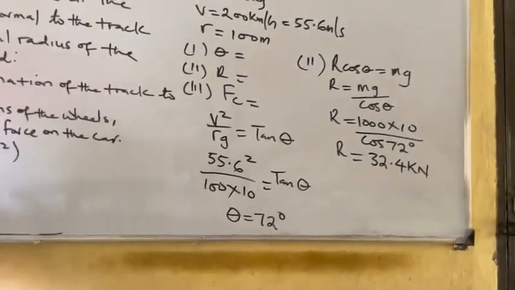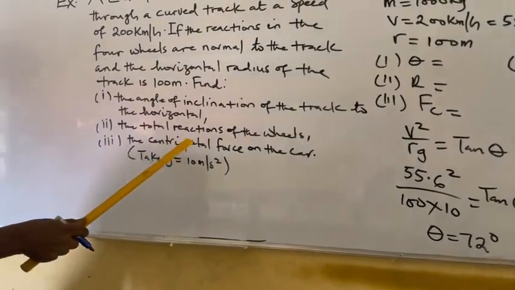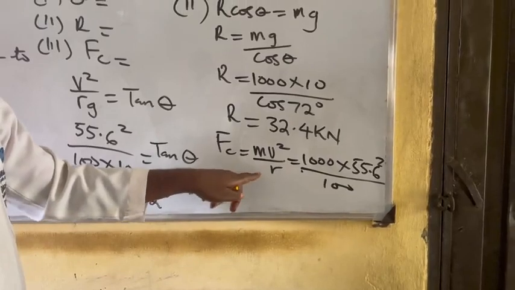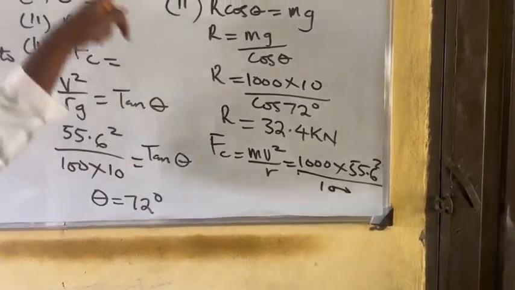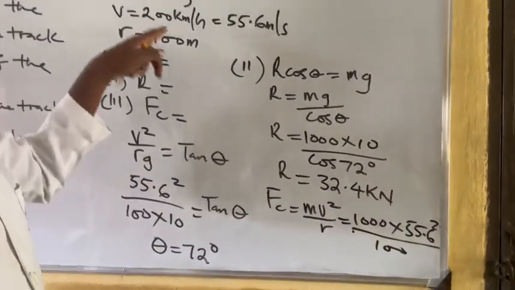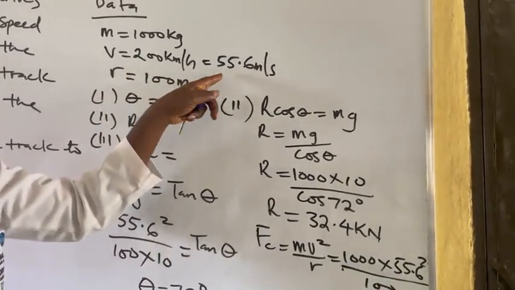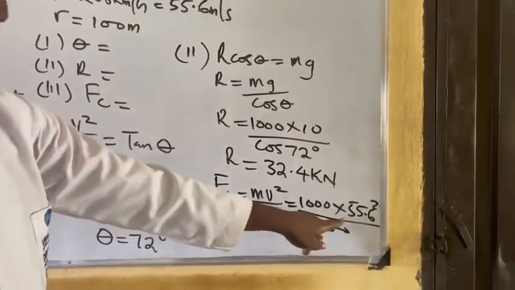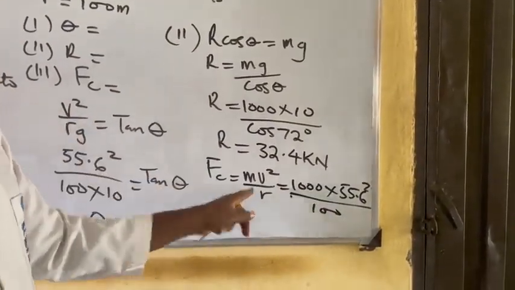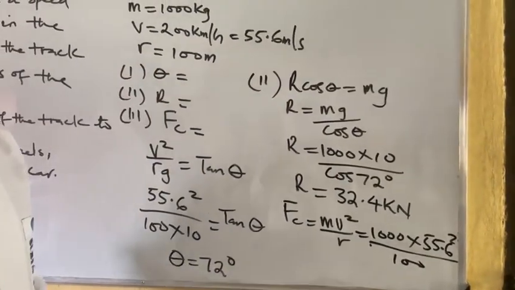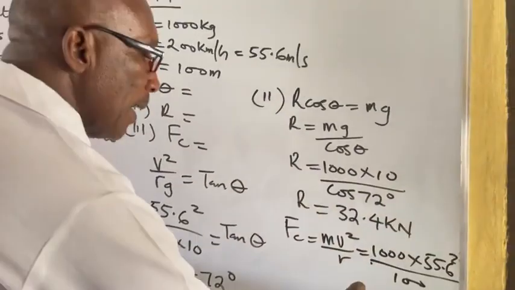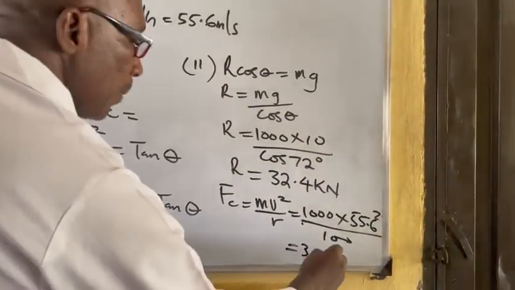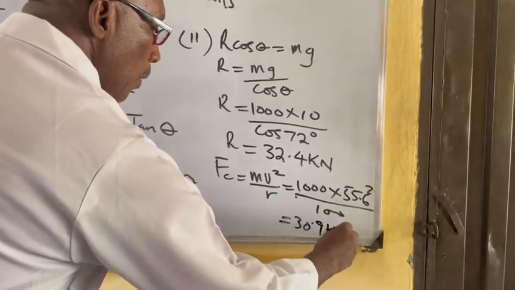Then lastly, we are asked to find three, the centripetal force on the car. The centripetal force is equal to mv squared over r. Our mass is 1,000, times the velocity, which was 200 kilometers per hour, converted to 55.6 meters per second. Therefore, we multiply by v squared, 55.6 squared, divided by the radius. Our radius is 100. When you evaluate that, you get 30.99 kilonewtons.